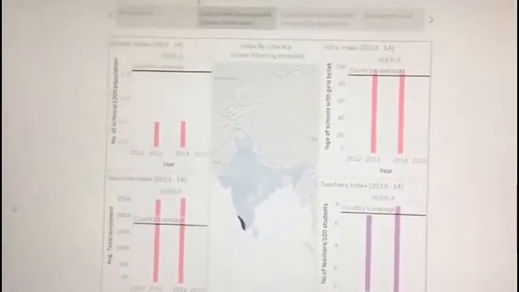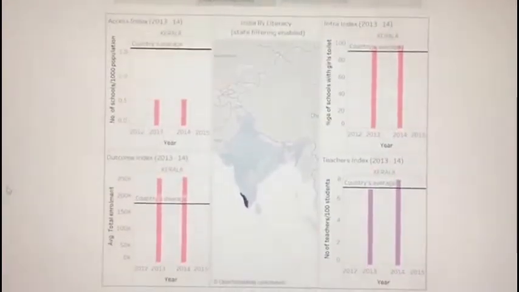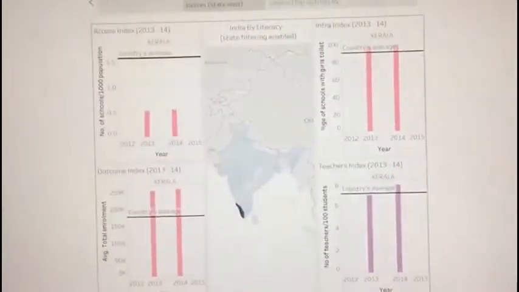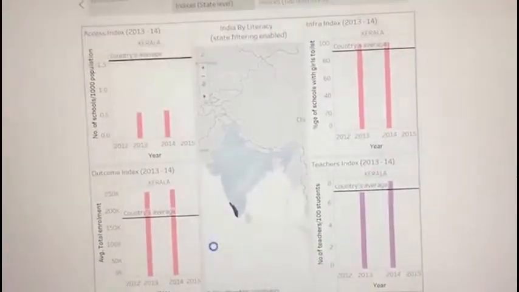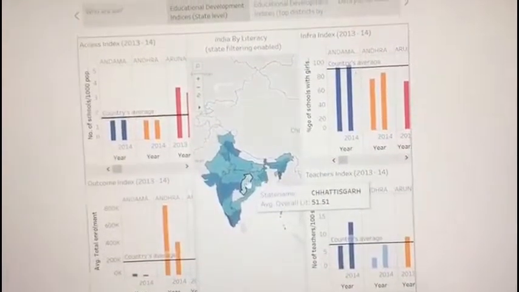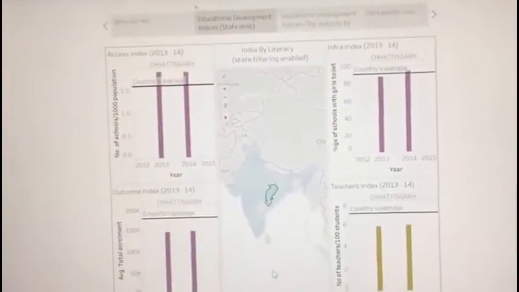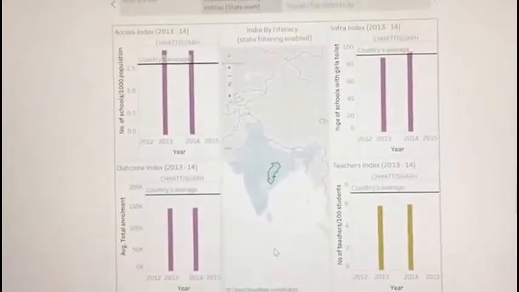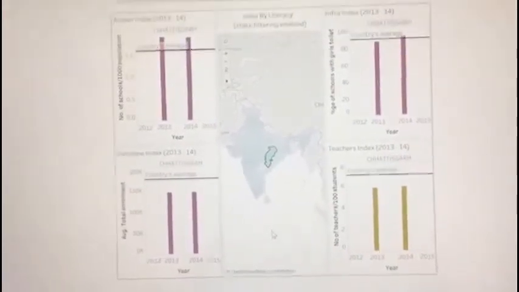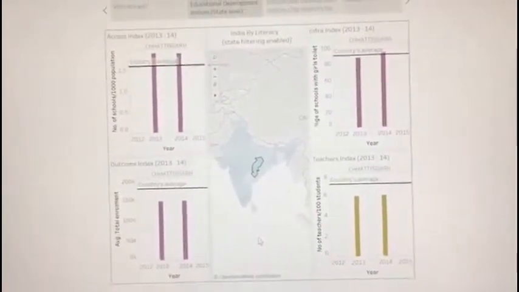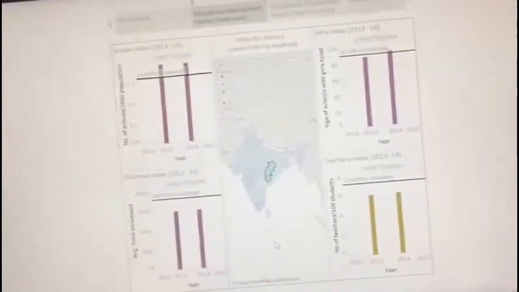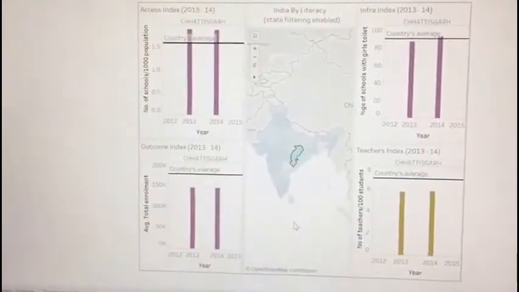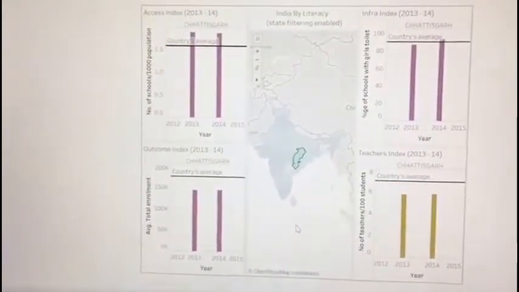Access index is way below the country's average, whereas the other 3 indices are ahead of the country's average. But then the literacy rate is great, which is a very interesting observation. Let me look at Chhattisgarh, which is the lowest one. This is interesting. The access index is ahead of the country's average, but the outcome index and teachers index are below the country's average. Would that mean there is more importance of human capital on literacy compared to the physical infrastructure? Maybe. This is an interesting observation.